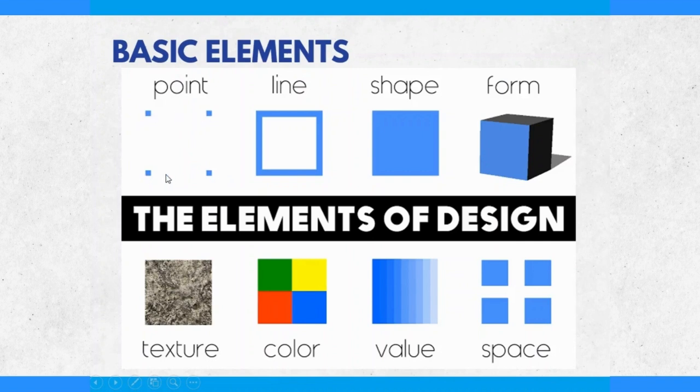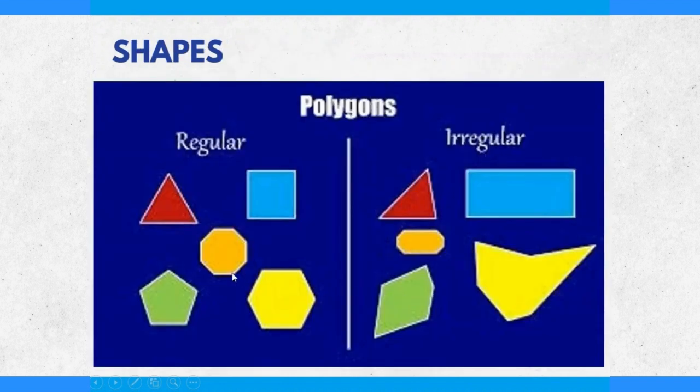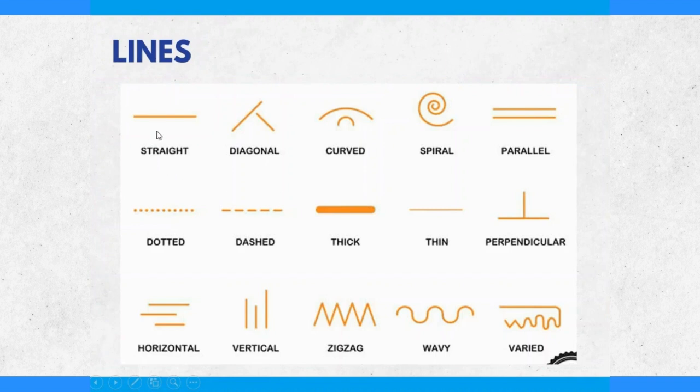This point, this is a line, whether you have a horizontal or vertical line. This is a shape. This is a form, this is three-dimensional. We have texture, colors, value. We have space. So all of these are elements of a design. We have shapes, which could be geometric shapes like rectangles, triangles. We have the regular ones. We have the irregular polygons. We have lines. We have different types of line, like the straight, diagonal, curved, dashed line, dotted line, thin line, wavy line, zigzag lines. All of these lines are basic elements in your design.